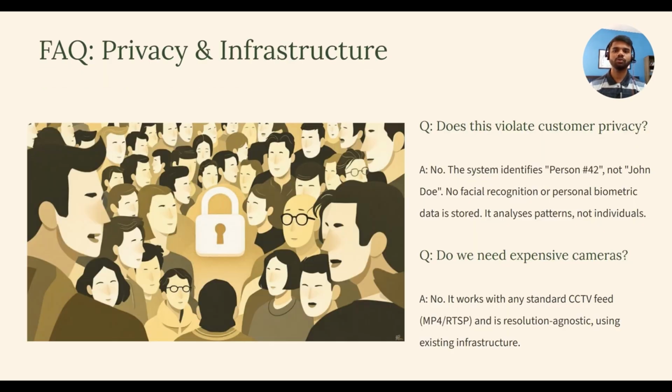The next question is about privacy and infrastructure. The question is: does this project violate customer privacy? My answer is strictly no. The system identifies a person as an ID, for example person #42, and not the actual name of the person like John Doe. No facial recognition is done. No personal biometric data is stored. It analyzes patterns and not individuals. And the next question is specifically from the side of the retail store owner: do we need any expensive cameras? The answer is simply no.